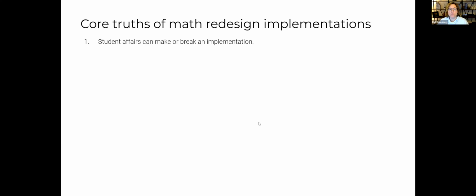So I've seen so many schools say, we designed everything, but no one ever signed up. Or we never could get the registration system figured out, or we never could get whatever. It's like designing a course is not enough. Actually making it happen happens in student affairs.